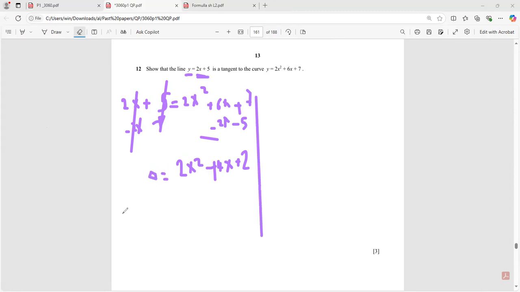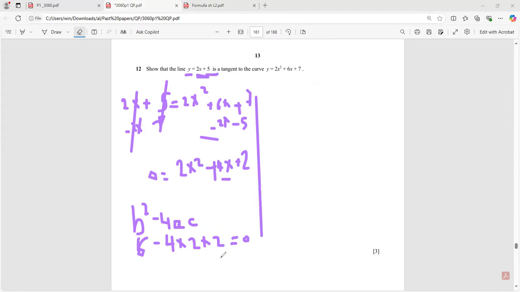So we have to prove that the root of it has b squared minus 4ac. We have to prove it, show it. So the b squared here is 16 minus 4 multiplied by 2 multiplied by 2, which equals 0. So they have a point here.